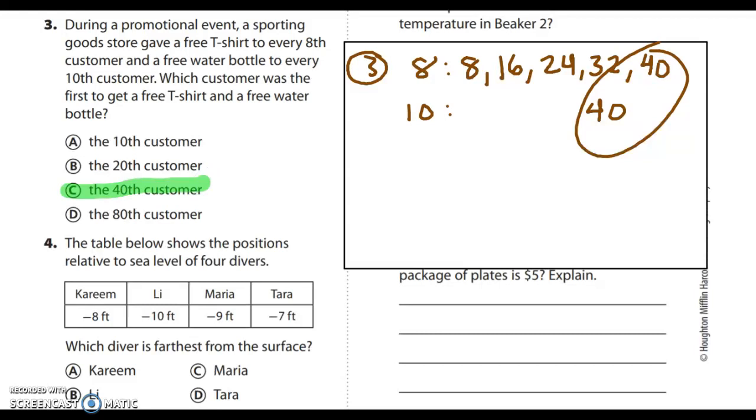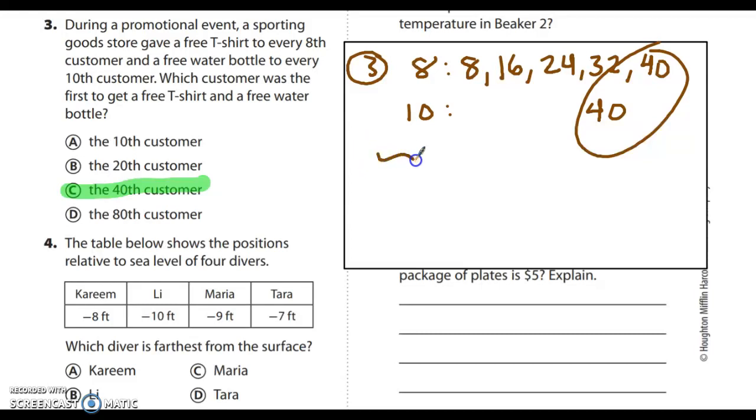Question number 4. The table below shows the positions relative to sea level of 4 divers. Kareem is negative 8 feet. Leah is negative 10 feet. Maria is negative 9 feet. And Tara is negative 7 feet. Which diver is farthest from the surface?